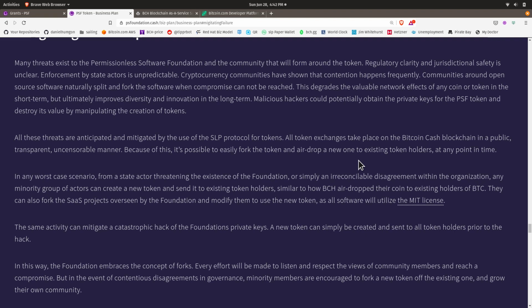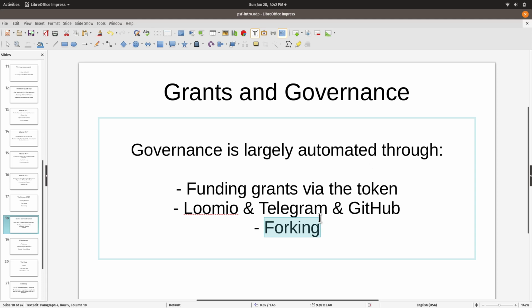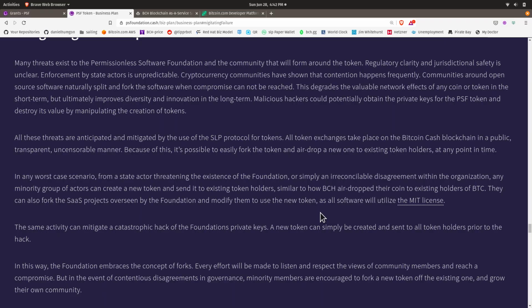catastrophic situations. And one of those other situations that it helps mitigate is discontent. If there's some irreconcilable disagreement, sorry, I can't pronounce that word. If community members just don't like where things are going and they want to do things differently, they can do the same thing. They can airdrop a new token, they can fork the software, and we can split off and create two organizations. And that is going to be embraced.